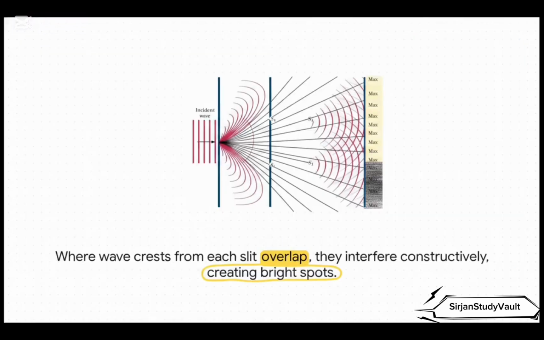And this image shows it perfectly. Think of it like ripples in a pond spreading out from each slit. The lines here are the crests of the waves.